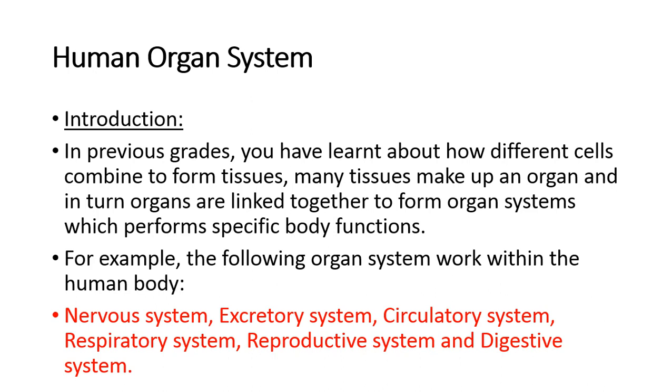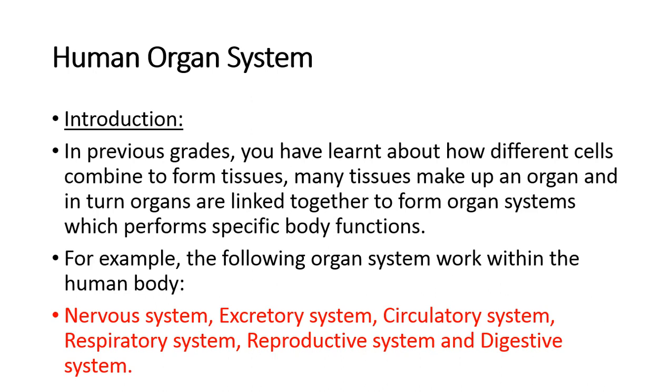Students, if you look at the paragraph of introduction, it says that in previous grades you have learnt about how different cells combine to form tissues. Many tissues make up an organ, and in turn organs are linked together to form organ systems which perform specific body functions. As we know, in previous classes we have learned about the biological levels of organization: how cells combine to make tissues, and when tissues combine they make organs. As I told you, each cell has its own responsibility and does its specific function. That's how tissues are also of different types. Every tissue does its own work, and likewise there are many organs in our body, but every organ is doing its specific function.